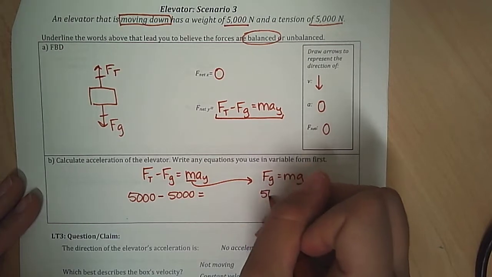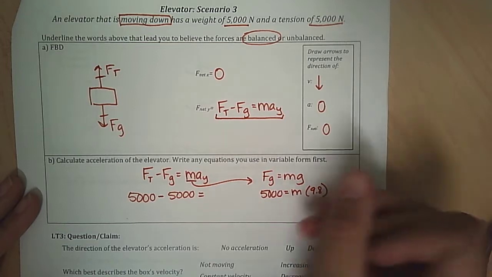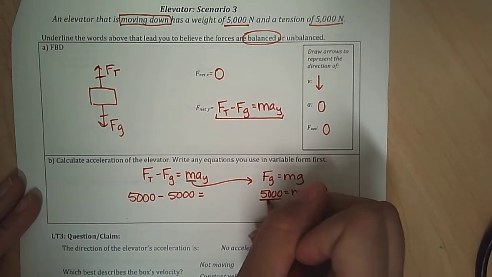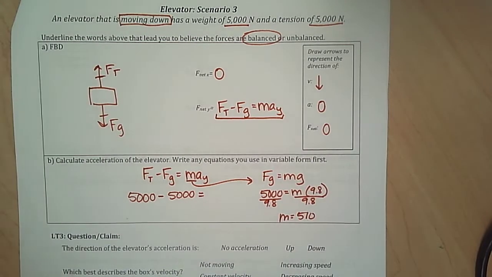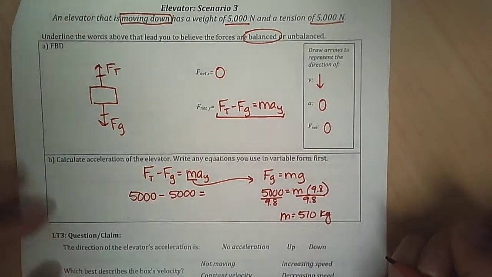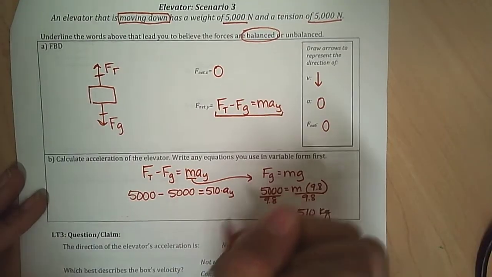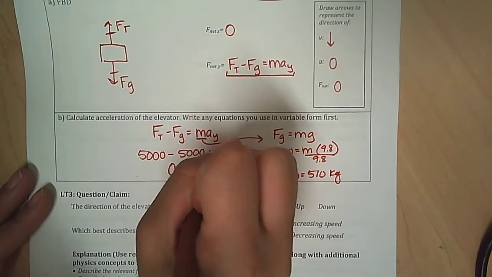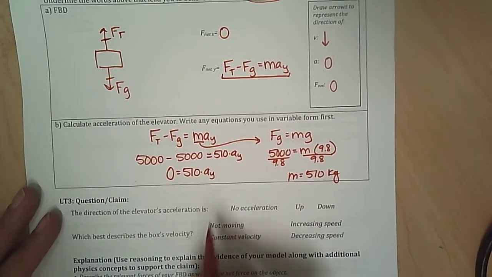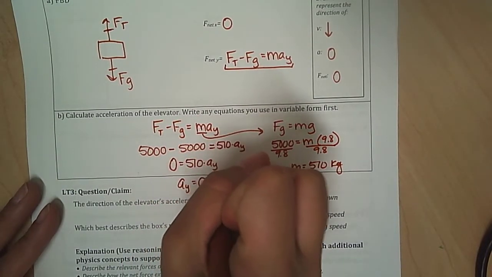Using Fg equals mg, I can find mass. Fg is 5,000 because that's weight. Mass is what I'm looking for. G is 9.8 on Earth. Divide both sides by 9.8, and you get a mass of 510 kilograms. So now we can plug that in, equals 510 times ay. So you get 0 is equal to 510 times ay. So ay has to be 0 in order to get 0 net force.